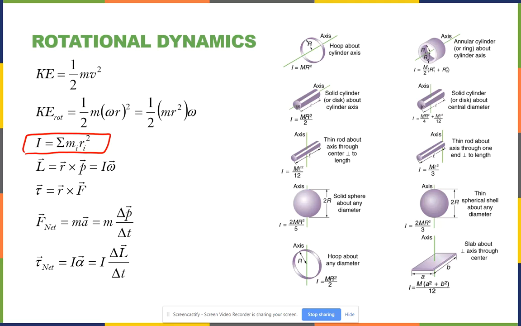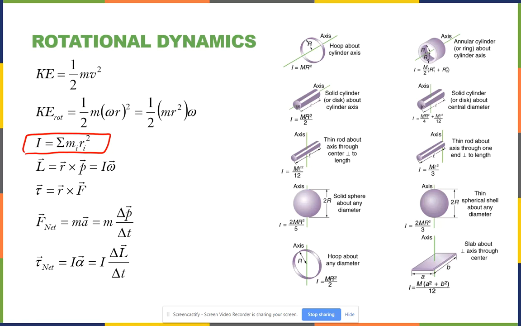I'm going to do a demonstration involving that. This is a hollow sphere. A hollow sphere, a thin spherical shell, is 2/3 mass times radius squared for its moment of inertia. A solid sphere, on the other hand, is 2/5 mr squared for its moment of inertia. Those come from calculus calculations. And you can see lots of other variations.